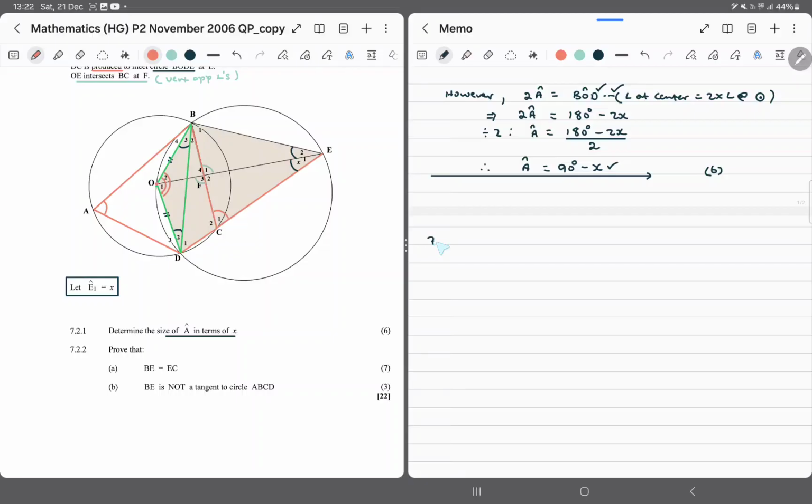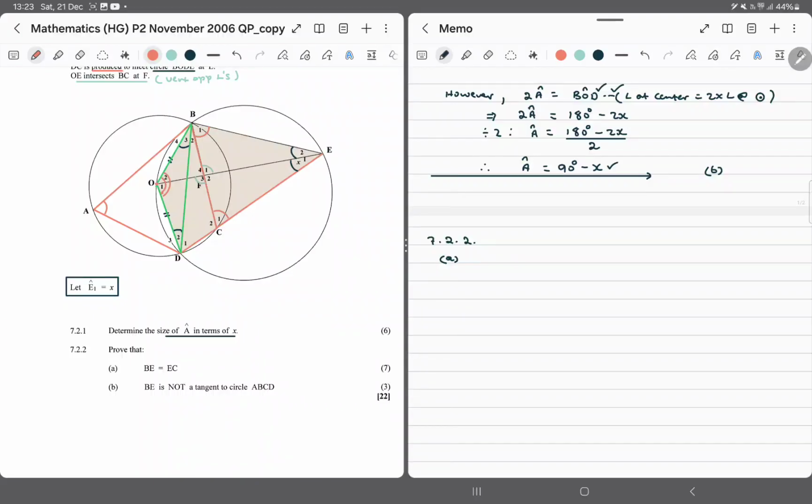So we have 7.2.2. We've got A. We need to prove that BE is equal to EC. Can you see? We are trying to suggest that this triangle is an isosceles triangle. All right, okay. So how will we prove that? If we can prove that this angle C1 is equal to angle B, then this becomes an isosceles triangle, and that means those 2 opposite sides will be equal. That's how we're going to do it.